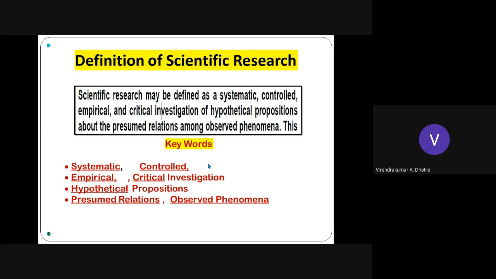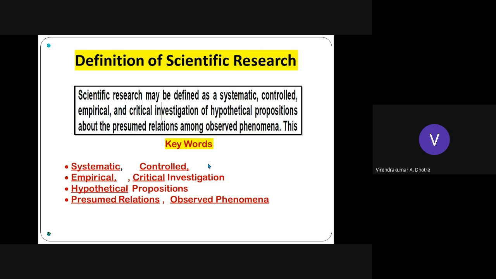The meaning of the word empirical is simply observations or experience. Based on that, we create pure logic. We can say scientific research is defined as systematic, controlled, empirical, based on experiences and observations, and critical.